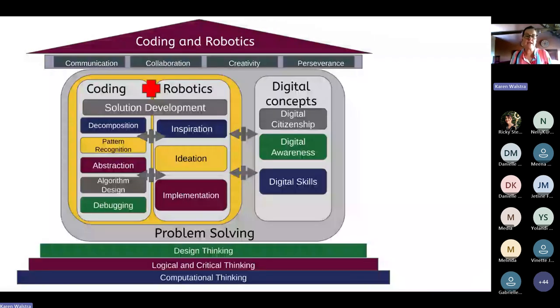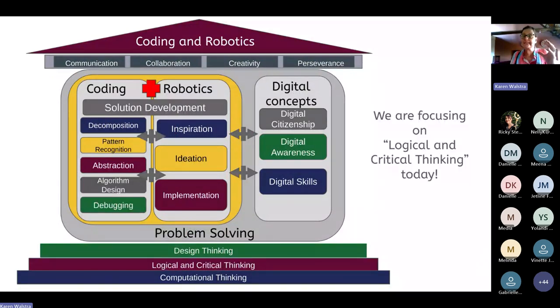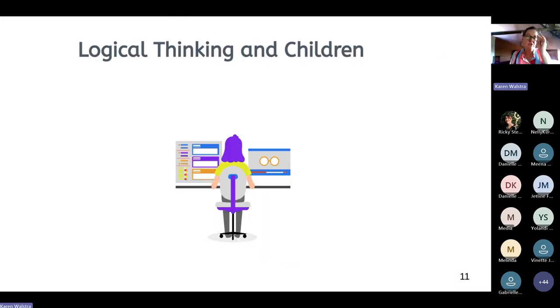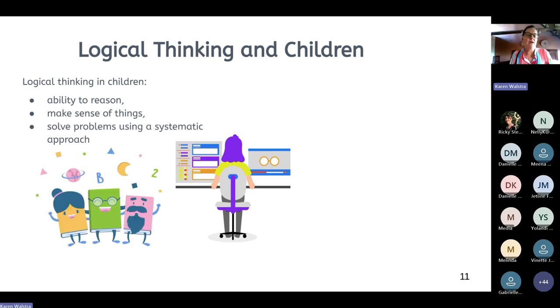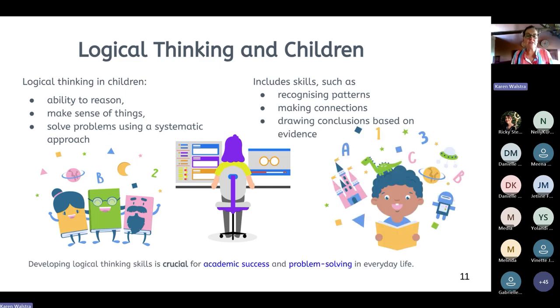So if we look at today, what we're going to focus on is logical and critical thinking. And so let's explore some ideas around that. So we're going to begin by looking at logical thinking. Logical thinking in children is, first of all, we want their ability to reason. We want them to make sense of things. And we want them to solve problems using a really systematic approach. So, for example, they might do things like recognizing patterns or making connections or drawing conclusions based on the evidence that they've seen.